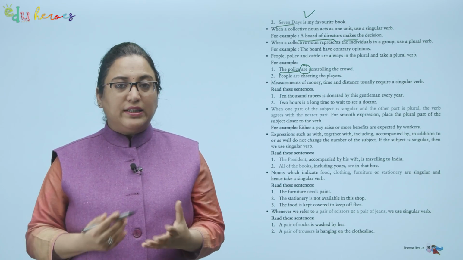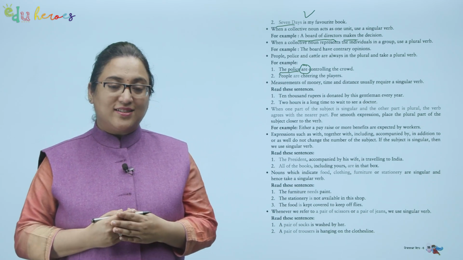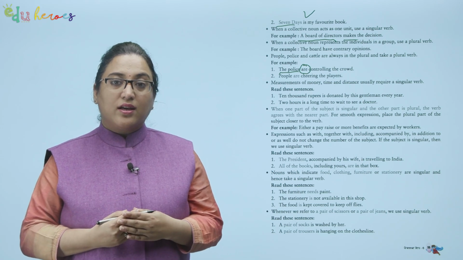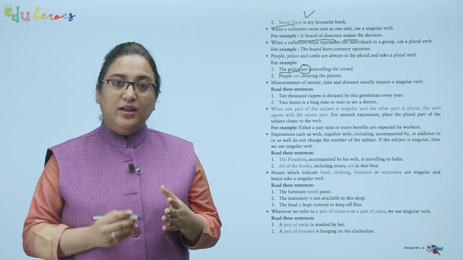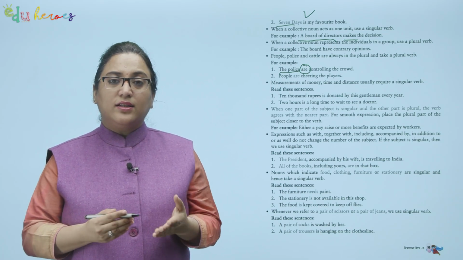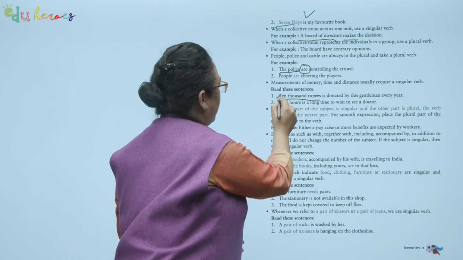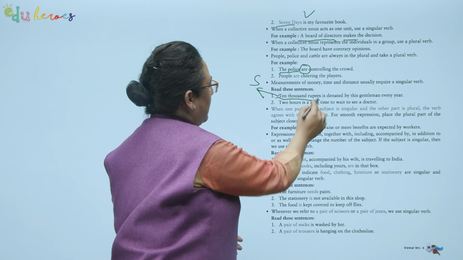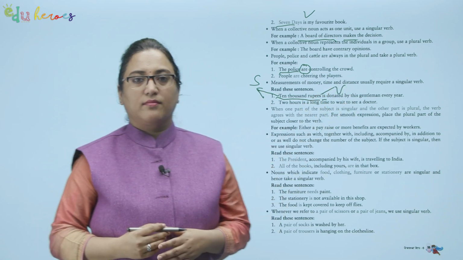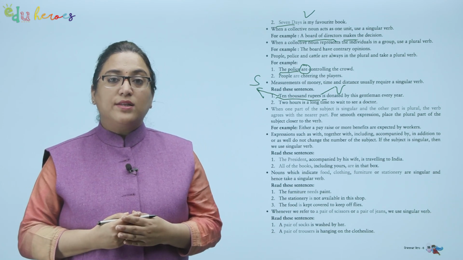Also, measurements of money, time and distance usually require a singular verb. Let's read these sentences. 10,000 rupees is donated by this gentleman every year. Since we are considering 10,000 rupees as singular, hence it will take singular verb. So I will underline here, this is our subject, singular, and this is our verb, which is also singular. Similarly, 2 hours is a long time to wait to see a doctor.